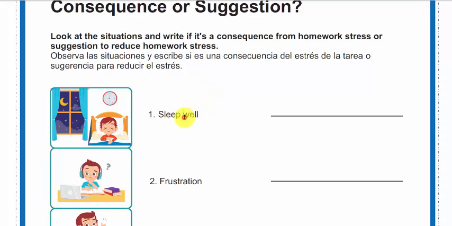Sleep well. What is sleep well? A consequence or a suggestion? I think that is a suggestion according to the information that we previously checked. So you need to write on this line, suggestion.